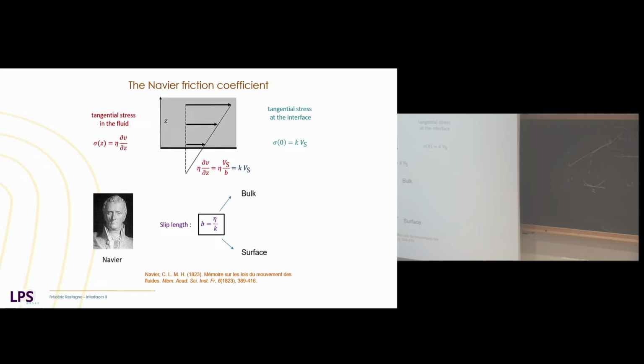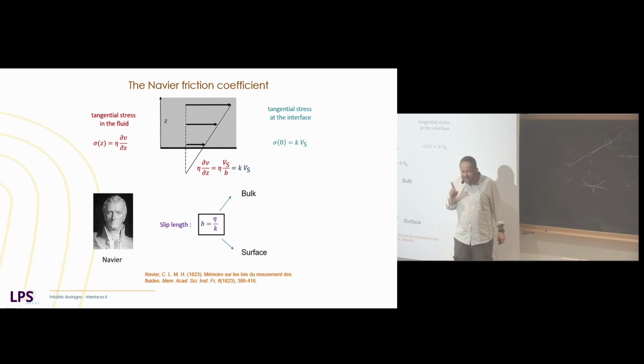But you're right, in the bulk, the linear relation between the stress and the shear rate has been widely verified, whereas at the interface, that's kind of a stronger hypothesis, just because the number of verifications is lower. But that's the same level of hypothesis. Then you write a balance between these two stresses at the interface, and I skip the math, but you can relate this gradient of velocity to both the slip velocity and the slip length. If you do that, at the end, you will say that the slip length b is the ratio between the bulk viscosity divided by the Navier interfacial friction.